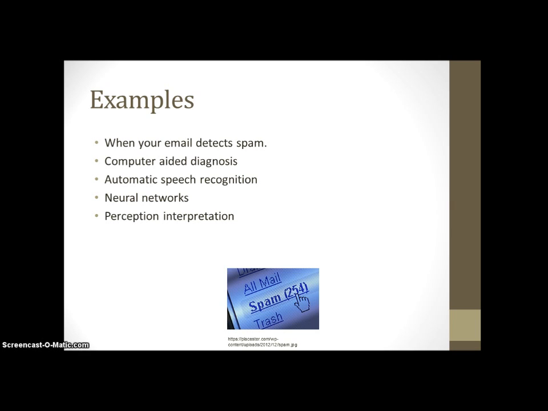Or computer-aided diagnosis, which is basically when your computer thinks it needs a tune-up or an update or anything like that. Automated speech recognition recognizes what you're saying, and it can turn that into words. Neural networks use large amounts of data to understand patterns, and the perception of interpretation basically means that it can understand things differently and is able to actually know what's going on.